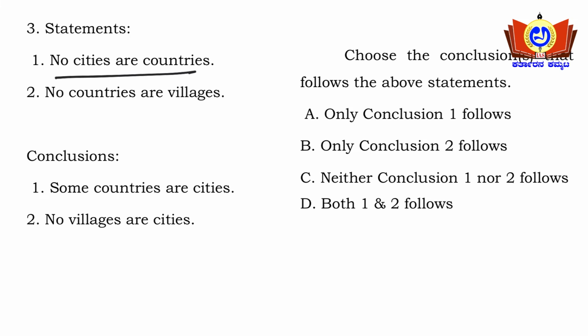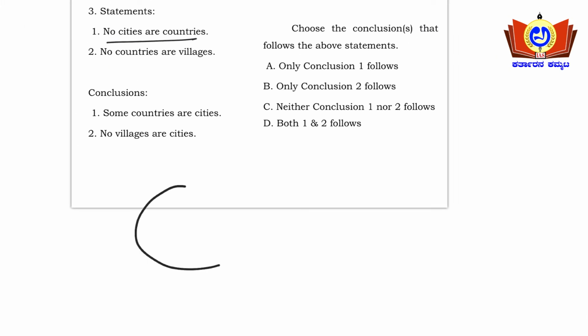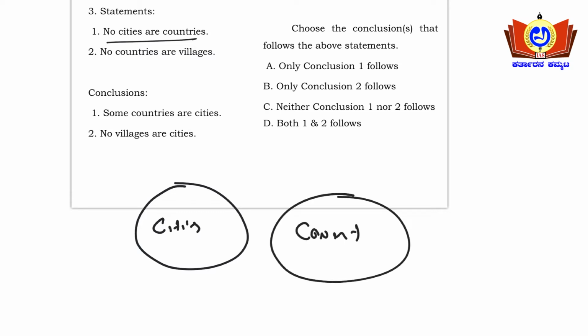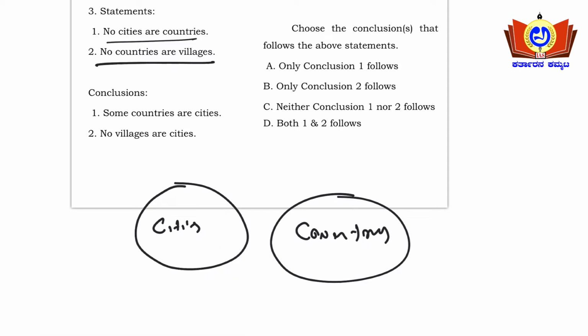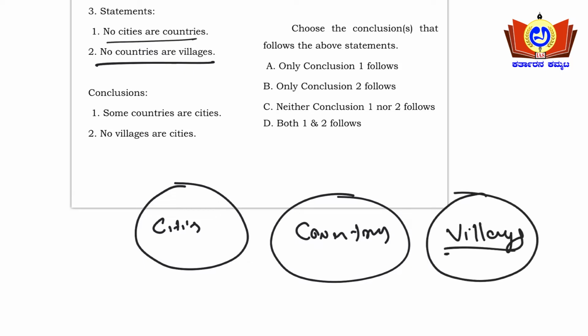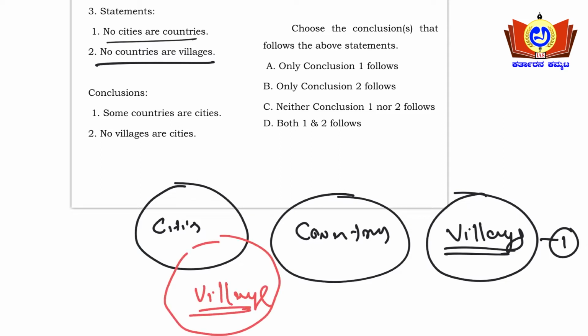No cities are countries here. There will be cities here, and this is the possible diagram. No countries are villages, this will be the diagram here. This is the first possible diagram. Another possible diagram might be like this, with villages here. They have not given it, but we can assume, because based upon the second statement, no countries are villages, so countries and villages have no connection, but there might be a connection between cities and villages as well.